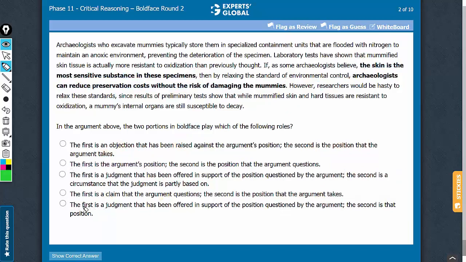Let's quickly confirm answer choice E here. See, the first is a judgment. Yes, this first boldface is a judgment that has been offered in support of the position that has been questioned by the argument. Argument as in the conclusion of the argument here. And therefore this part is absolutely correct. The second part says that the second boldface is that position. This position that the argument questions. E is the correct answer choice.